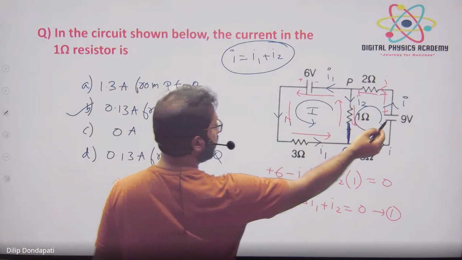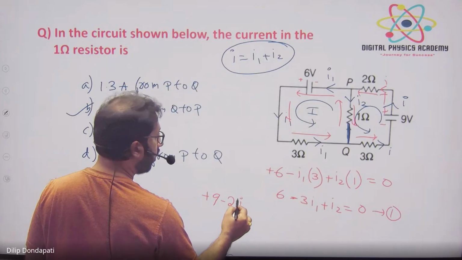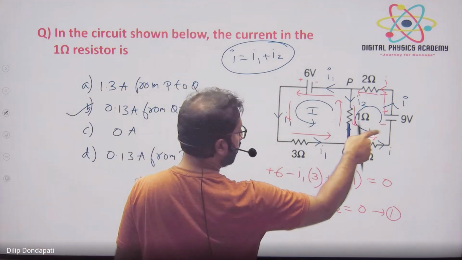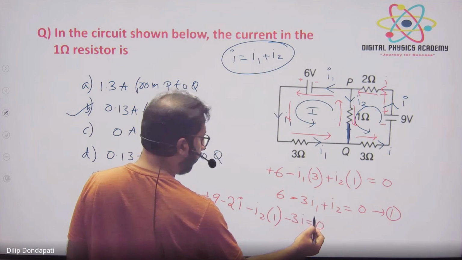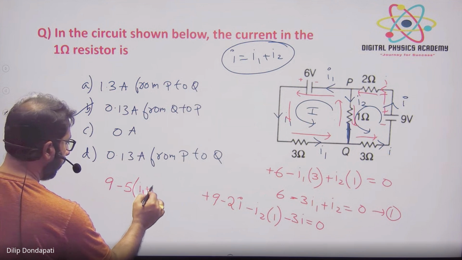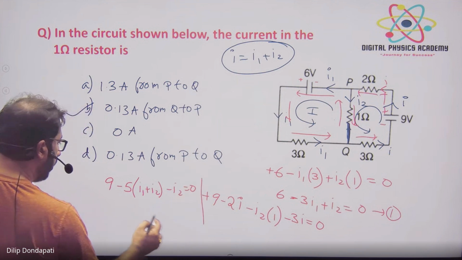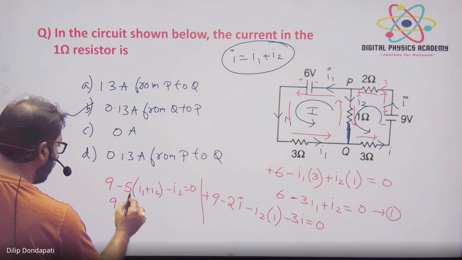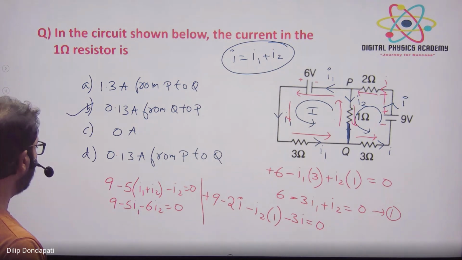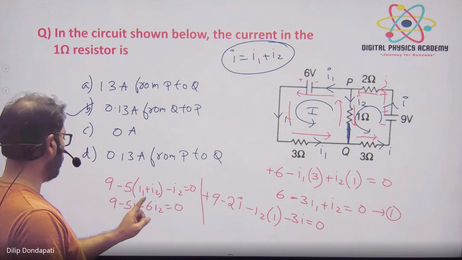Plus 9 minus 2I. Minus 2I, the current I is coming, right? Minus 2I. Here the current and path are in the same direction, so minus I2 into 1. Next, current and path are in the same direction: minus 3I1 plus I2, which is I, 3I equal to 0. So 9 minus 5I, substituting I1 plus I2 in place of I, minus I2 equal to 0. So 9 minus 5I1 minus 5I2 minus I2, that is minus 6I2, equal to 0.